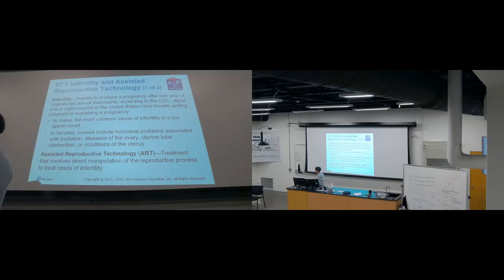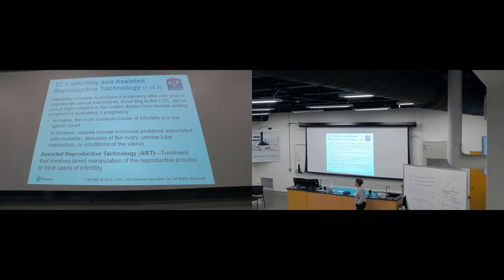And then just as a reminder, we talked about this in the previous chapter about infertility. So infertility basically is the inability to produce pregnancy after 1 year of unprotected sex. Several causes can lead to infertility, including azoospermia, which is low sperm count, the lack of ovulation, and then genetic defects.